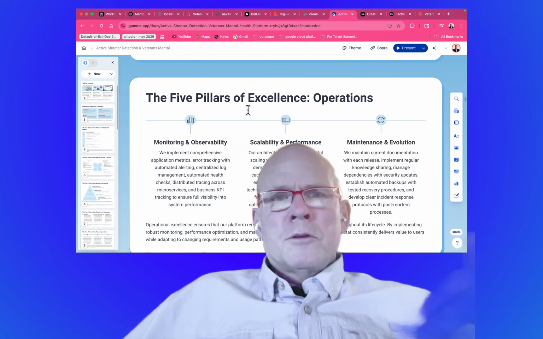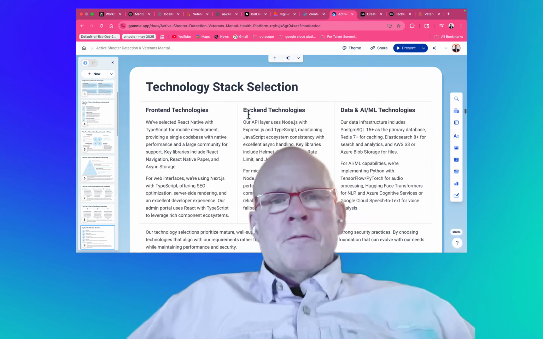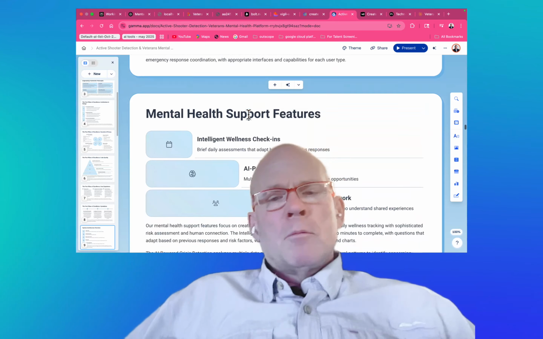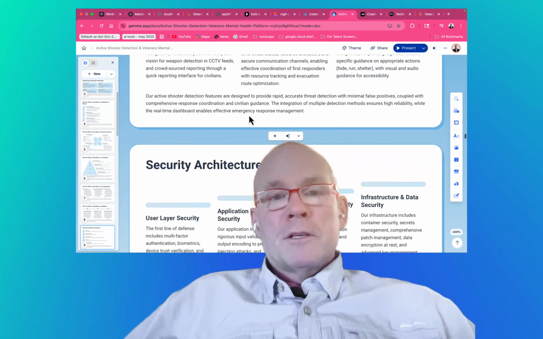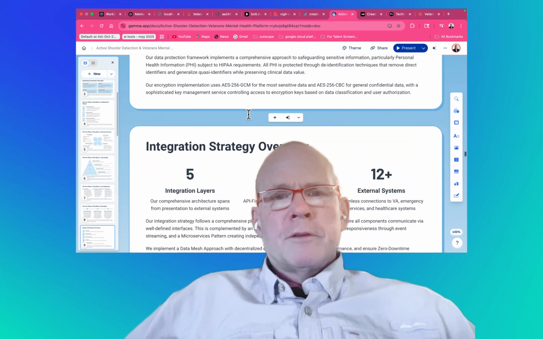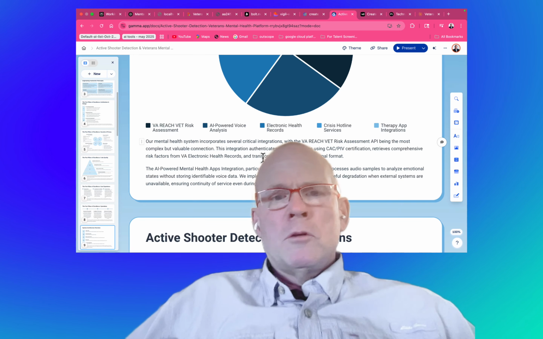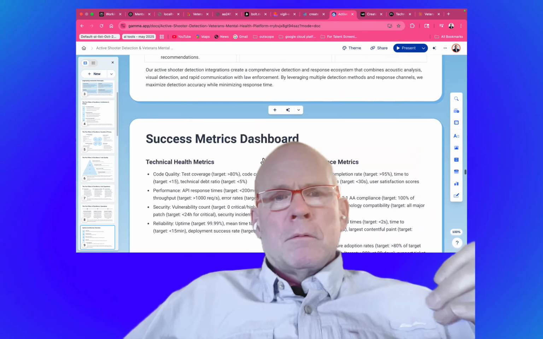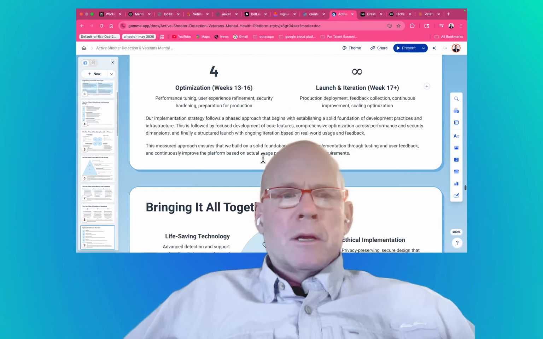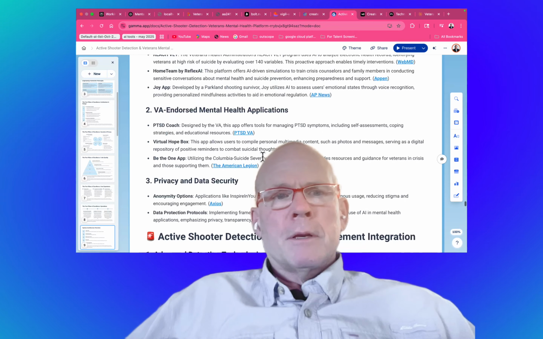So I have user experience, excellence of operations. It gives me the system overview for my stack. It talks about the modules, talks about my personas. Very important. If you're going to be customer centric, you have to know who your customer is. Security architecture, authentication, identity, data protection and privacy, integration, mental health integration. So who else should we be talking to? And so this just makes me dance and sing on a Saturday morning after my first two or three or maybe four cups of coffee.